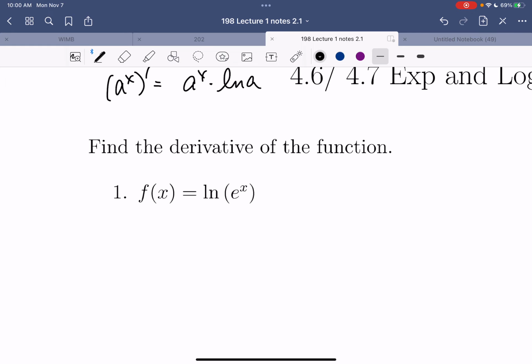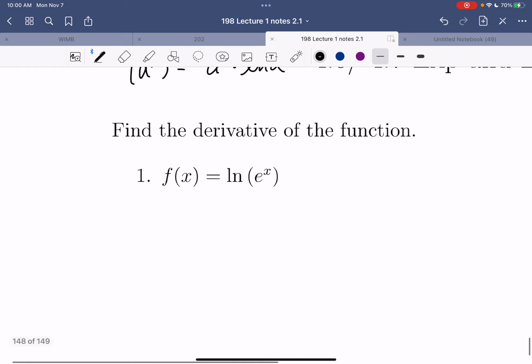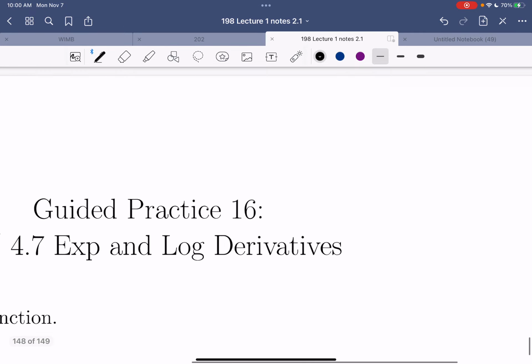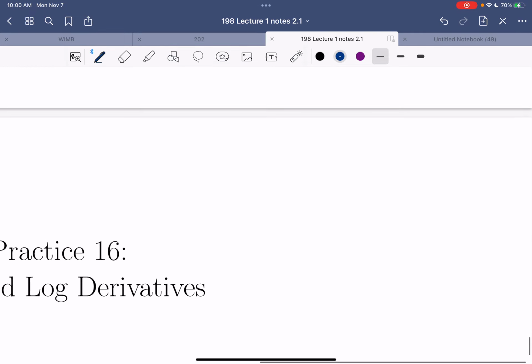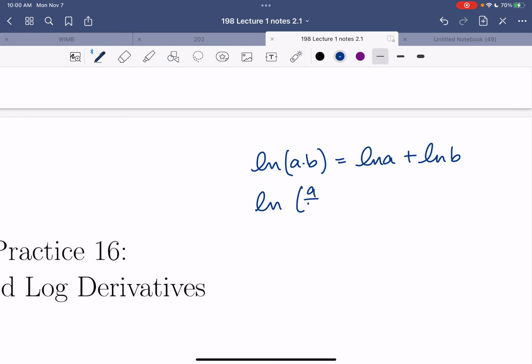Now, the nice thing about natural logs, some of you may not be as comfortable with them because they're less familiar, but they have some really nice properties. So the other thing I want you to remember, and I think we talked about these at the beginning of the semester, is that the natural log of a times b is equal to the natural log of a plus the natural log of b. The natural log of a divided by b is the natural log of a minus the natural log of b.